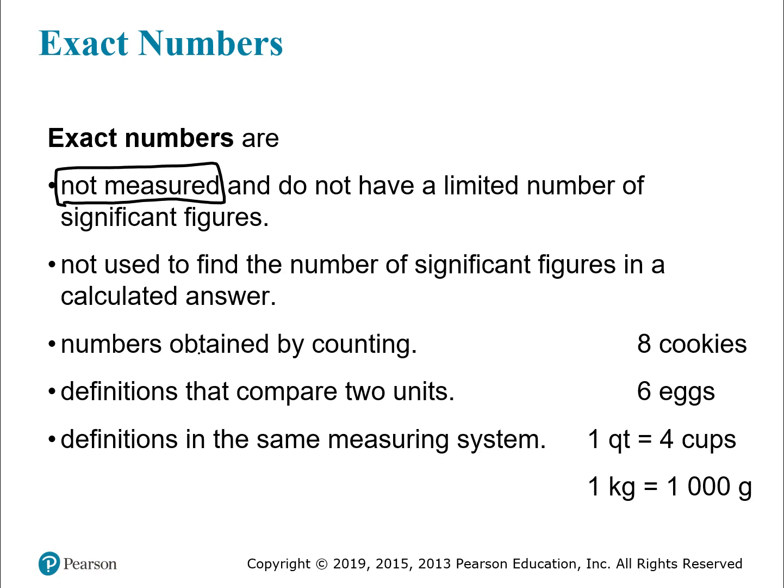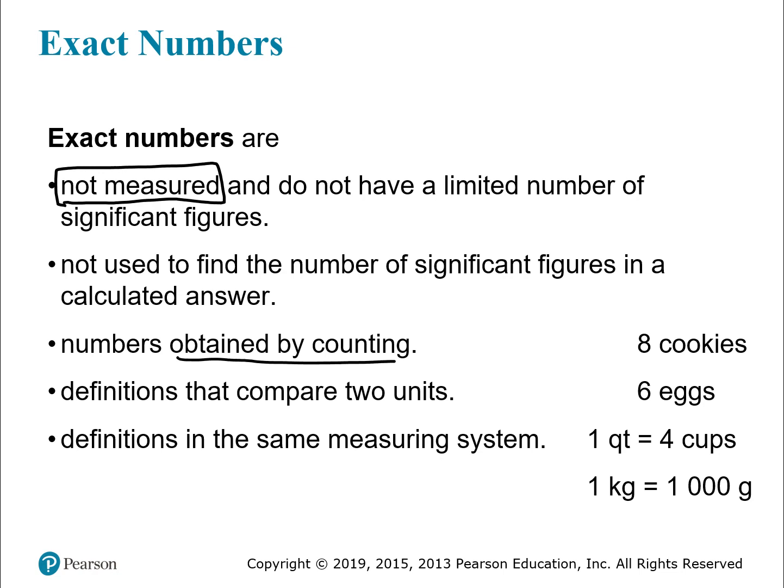Exact numbers are obtained by counting. So examples would be like 8 cookies or 6 eggs, something that you can observe by eye and count. You know for sure that there's 8 cookies. You see them right there. There's no doubt. You're not measuring it. It's an exact certain number.